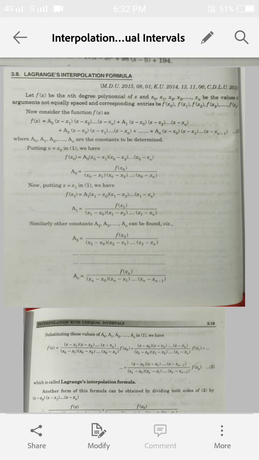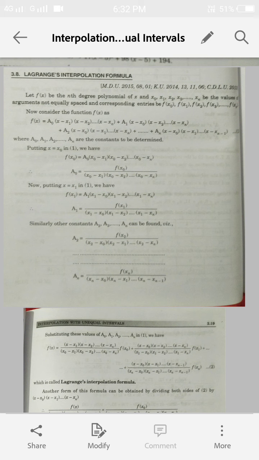So from here we can find the value of a0 as f of x0 upon x0 minus x1 into x0 minus x2 up to so on x0 minus xn. So here we have found the value of a0.